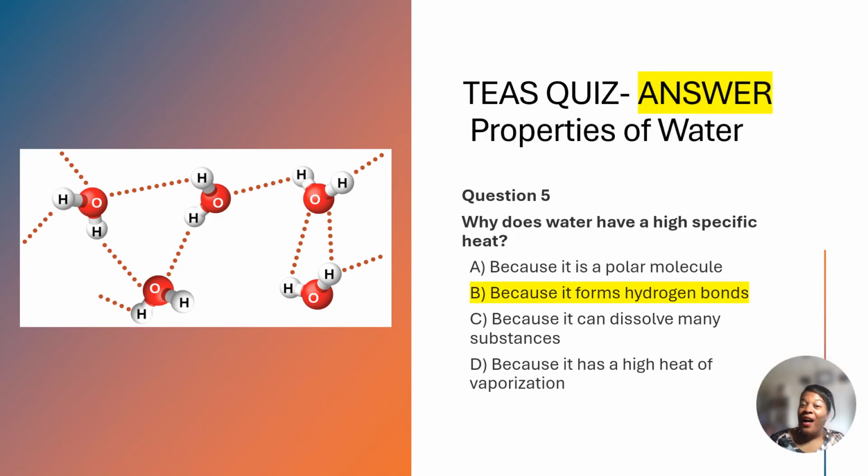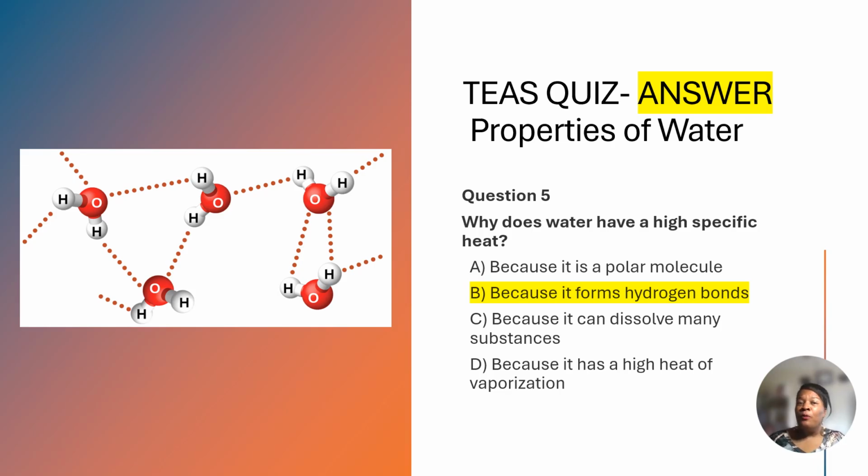The answer to question 5, why does water have a high specific heat, is B, because it forms hydrogen bonds. Let's take a look at why the other answer choices are incorrect. Letter A, because it is a polar molecule. Well, polar molecules and solvent properties are important characteristics of water, but do not directly explain its high specific heat. For letter D, because it has a high heat of vaporization, high heat of vaporization is a result of hydrogen bonding, but not the cause of high specific heat. And then letter C, because it can dissolve many substances. Well, let's go a little further with that particular answer.